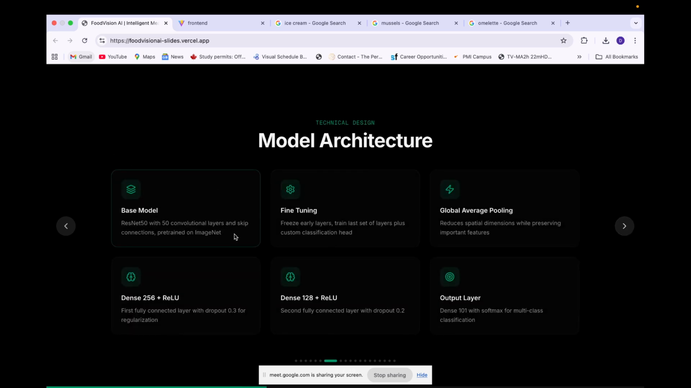Talking about the technical design, we use ResNet 50 convolutional layers as our base model. ResNet has about 175 layers, so we freeze the initial 145 and fine-tune the other 30 layers. Then we added our own dense layers with ReLU activation functions: the first dense layer with 256 neurons, the second with 128, both with ReLU, and our third layer was the output layer with the softmax function for multi-class classification.